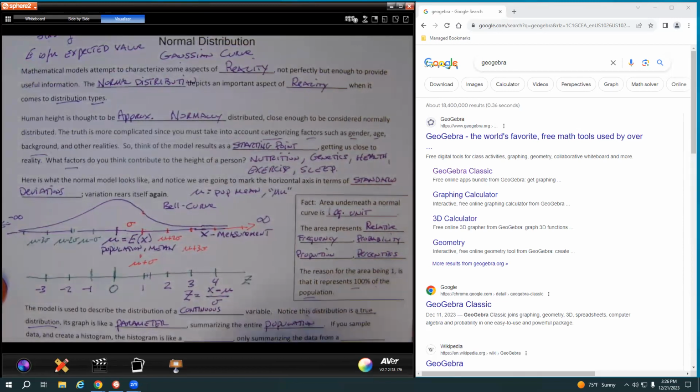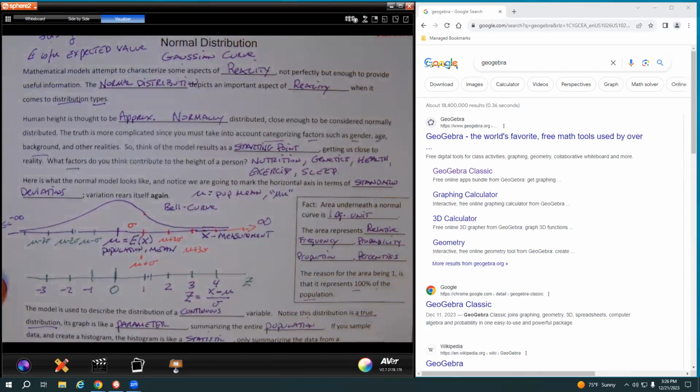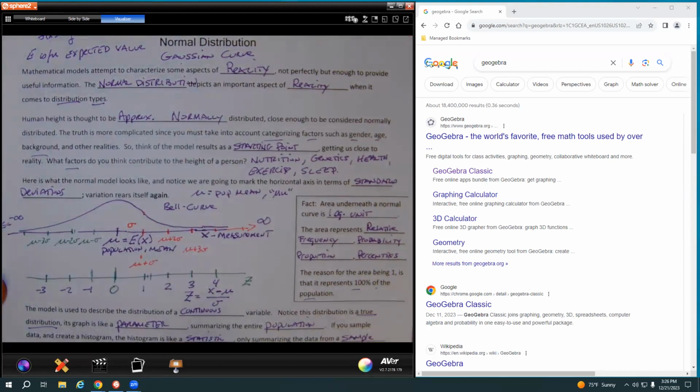If you sample data and create a histogram, for example, so you're sampling from this measurement, and I create a histogram, then the histogram is like a statistic. We usually just use these words for calculations, not graphs, but the reality is that's what this is. A histogram is like a statistic because it's summarizing data from a sample. Okay, so this is a perfect representation of some distribution.